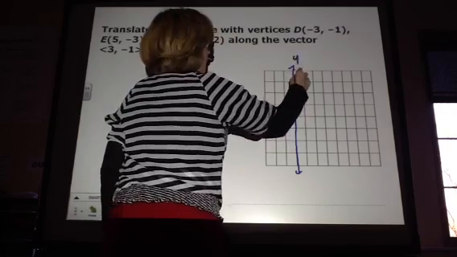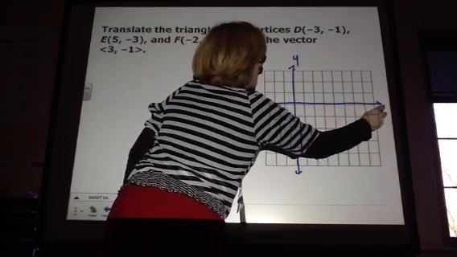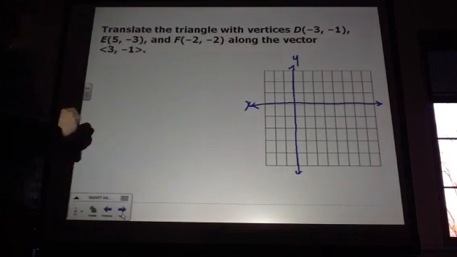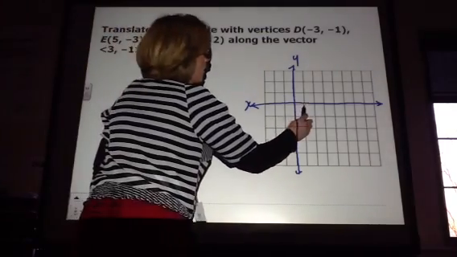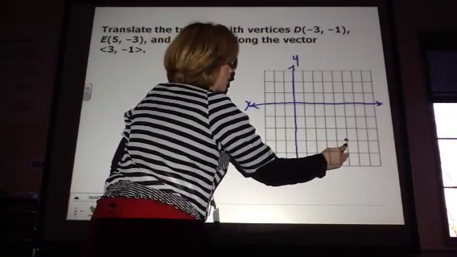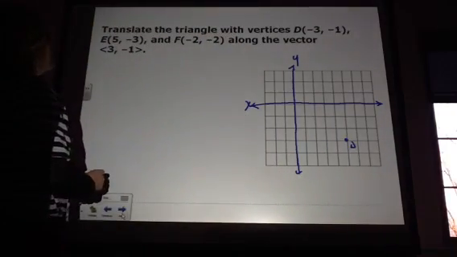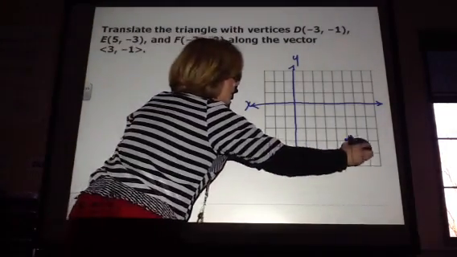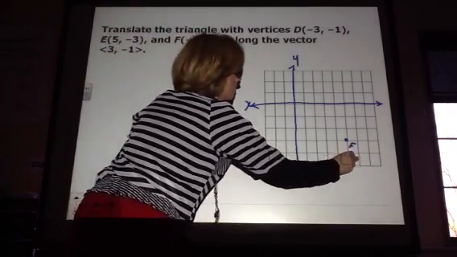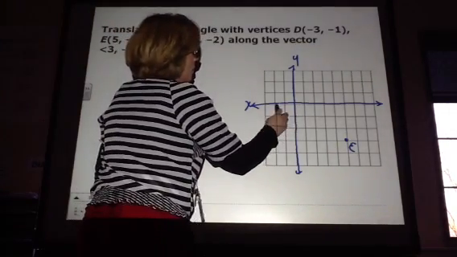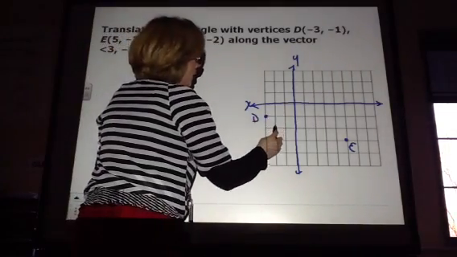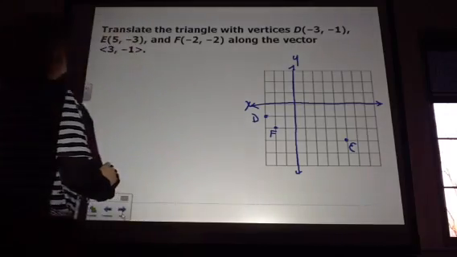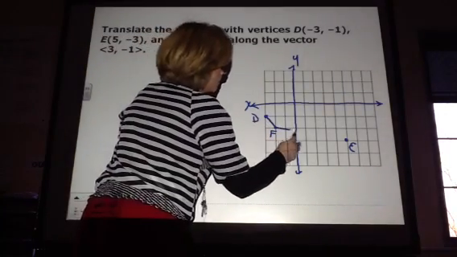So this is going to be my y-axis. This is going to be my x-axis. Okay? All right, so let me graph my first point here. I have positive 5, negative 3. Whoops, that's E. Negative 3, negative 1. Negative 2, negative 2. Okay, so I have this triangle here.